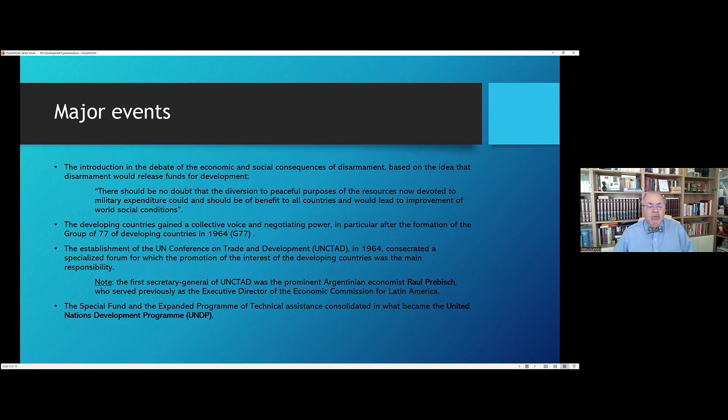First of all, I will not insist. First of all, is the fact that the issue of releasing resources from the arms race for disarmament was for the first time put on the agenda. And the countries took that issue very seriously, considering that the diversion for peaceful purposes of the resources now devoted to military expenditure could and should be of benefit to all countries and would lead to the improvement of social conditions.